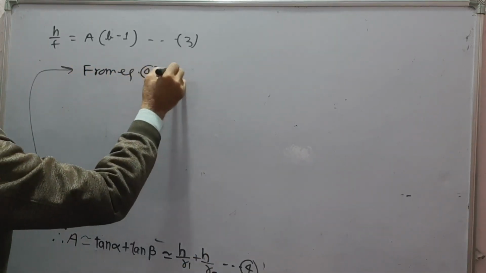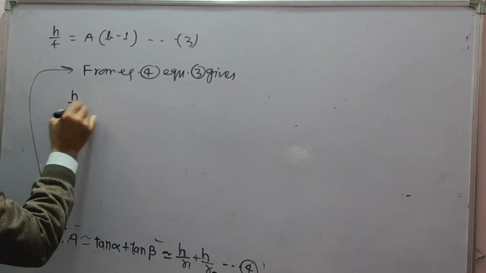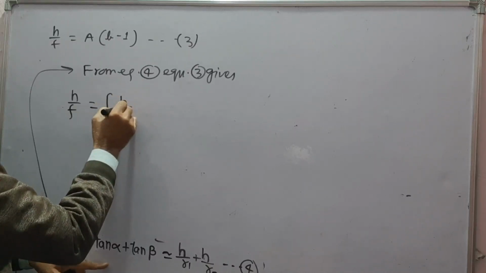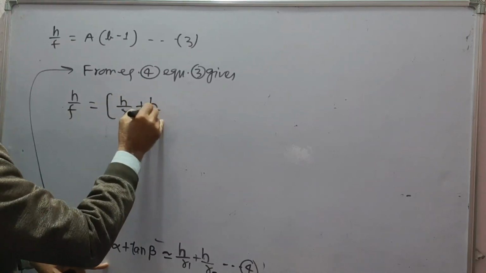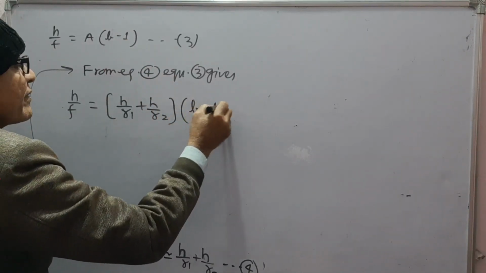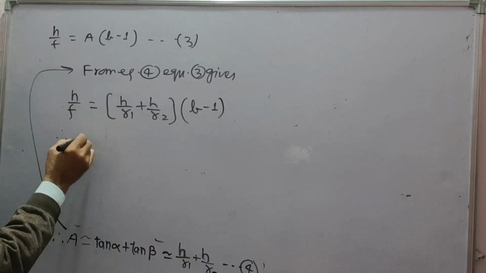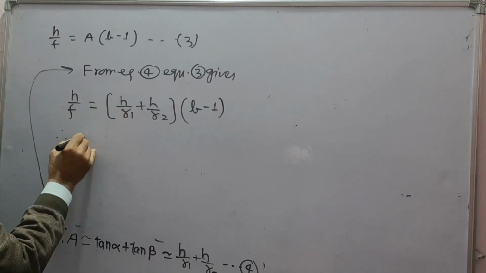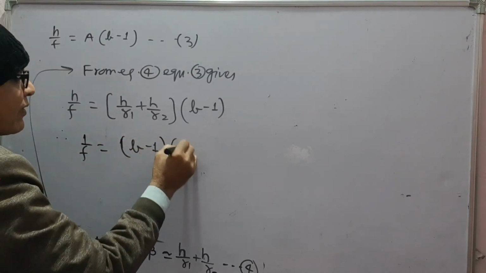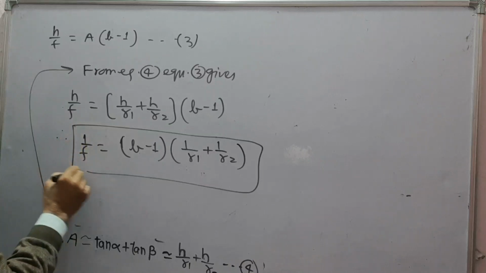Equation 4 and equation 3 give h upon f is equal to h upon R1 plus h upon R2 in place of A, into mu minus 1. h gets cancelled out, and therefore we get 1 upon f is equal to mu minus 1 into 1 upon R1 plus 1 upon R2, which is the required lens maker formula.